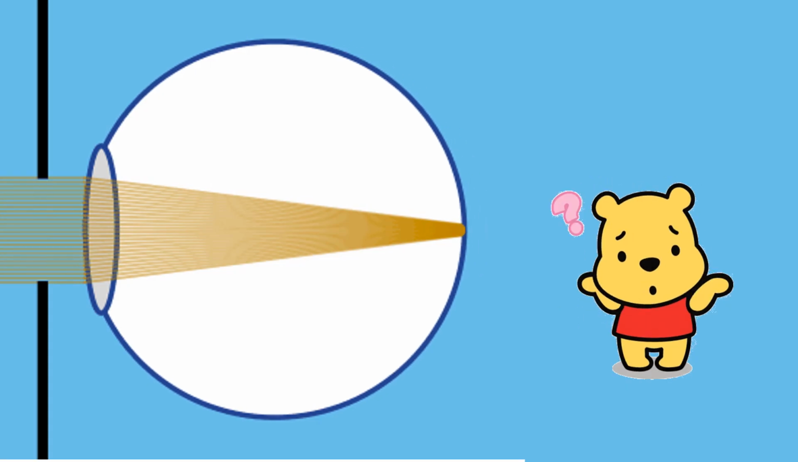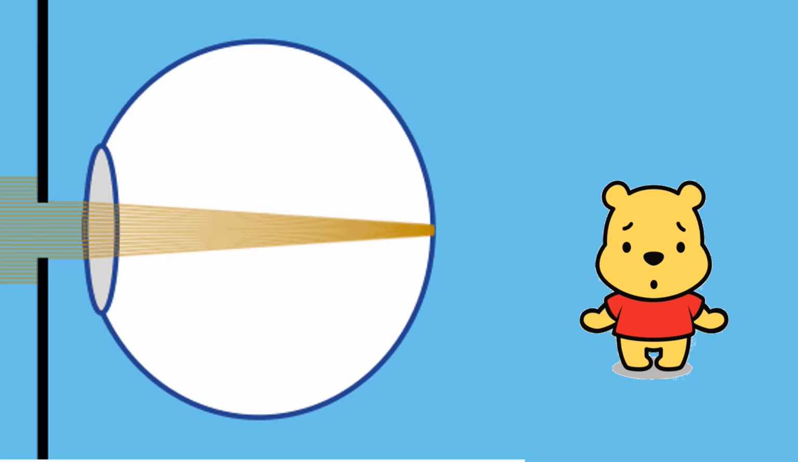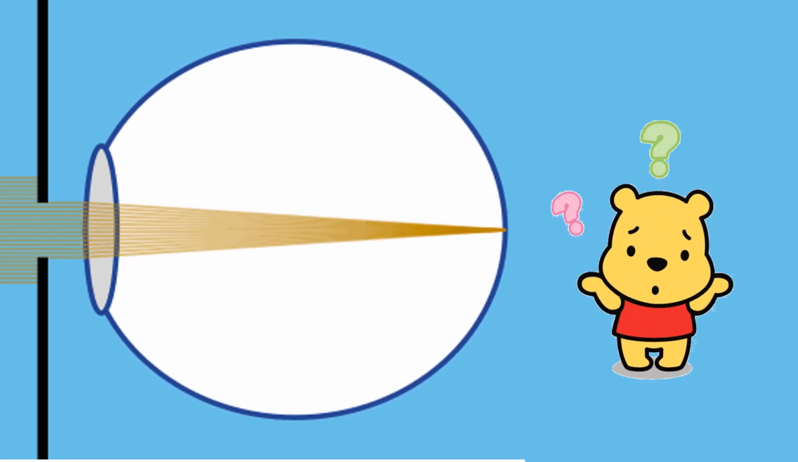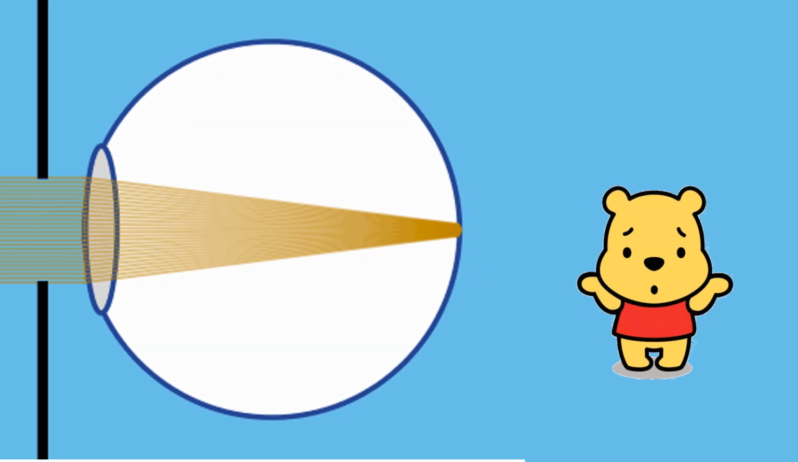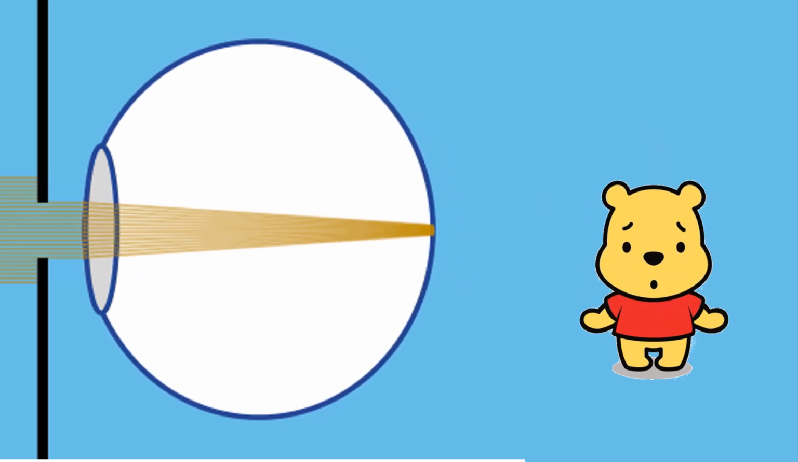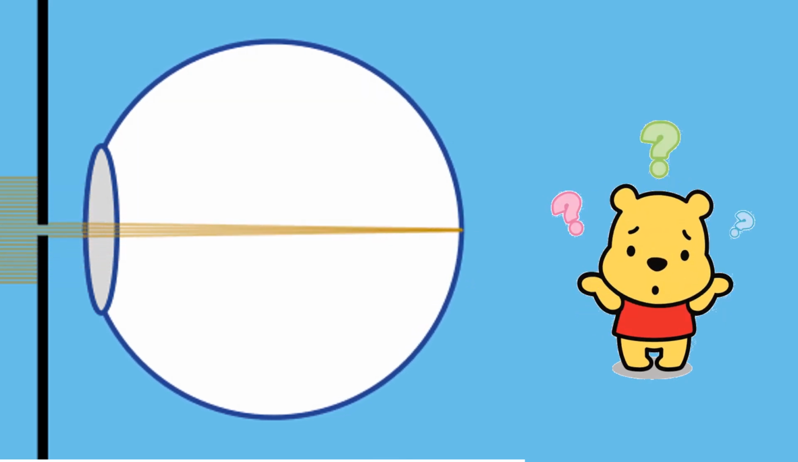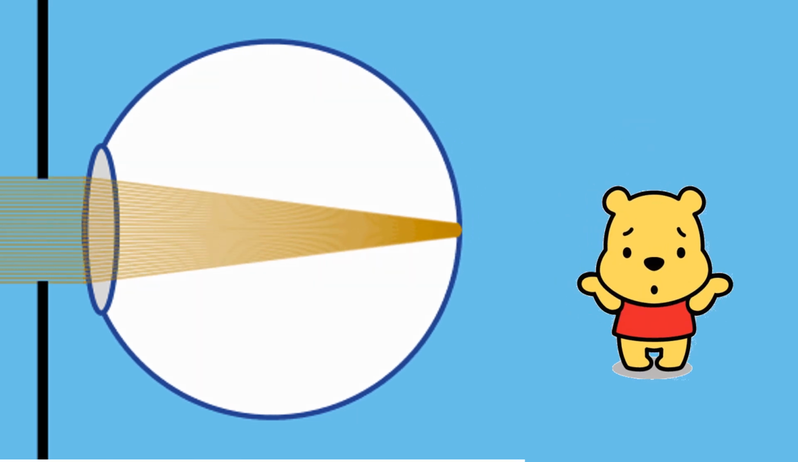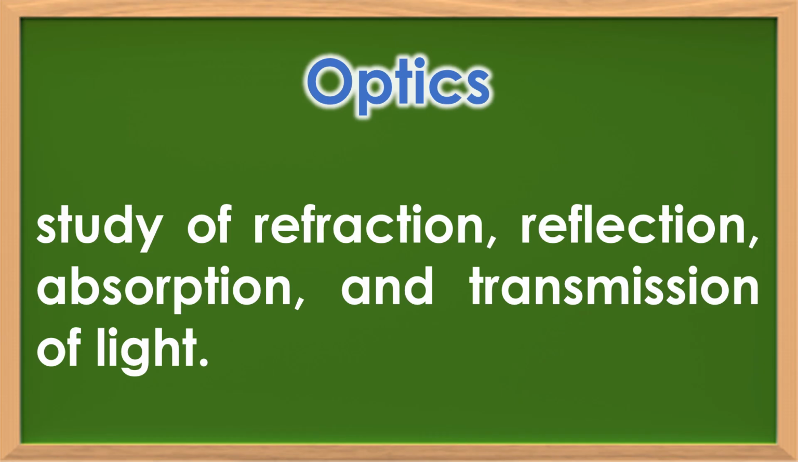To understand light further, you have to learn how it interacts with different objects. This branch of science is called optics. Optics is the study of refraction, reflection, absorption, and transmission of light.